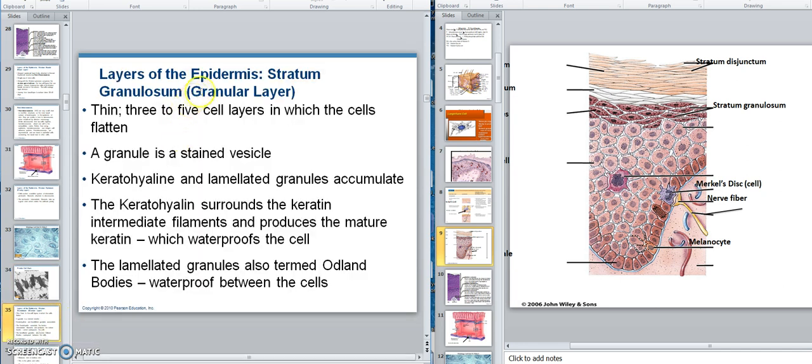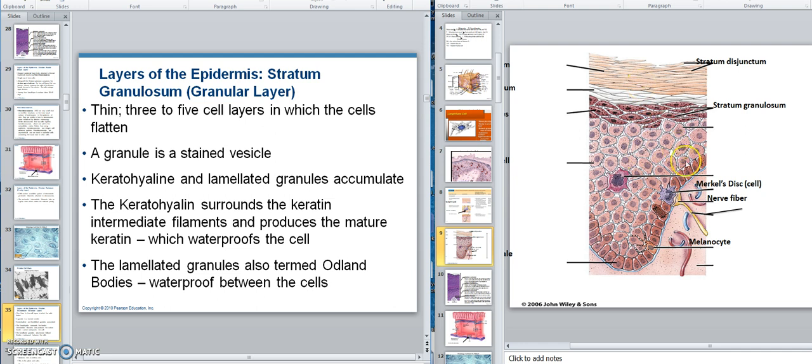Okay? The Stratum Granulosum. By the time you get to the granulosum, the cells are starting to produce chemicals that are stored in vesicles called granules. One of those chemicals is keratohyalin, and the other is something called lamellar substance, or odland substance. The keratohyalin surrounds the keratin intermediate filaments and produces the mature keratin. So the mature keratin is the keratin intermediate filament surrounded by the keratohyalin. That gives a nice waterproofing within the cell, so water can't go straight through the cell easily.